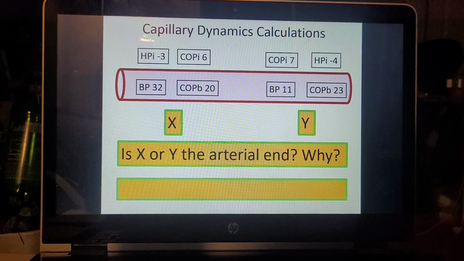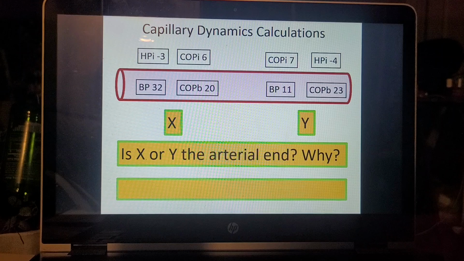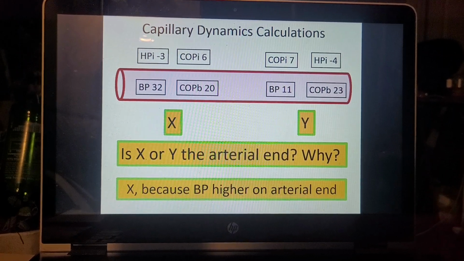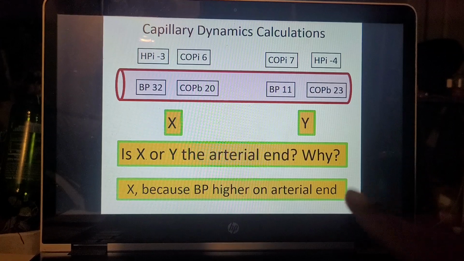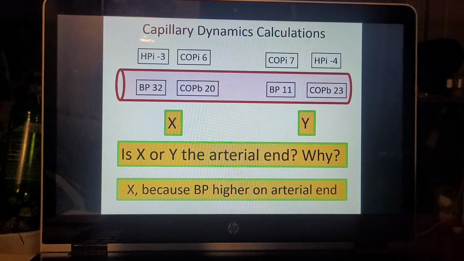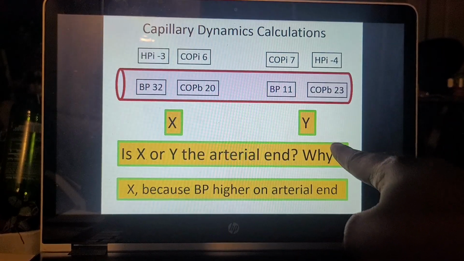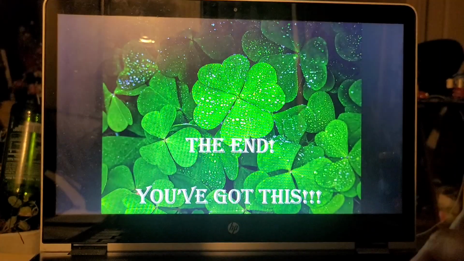Is X or Y the arterial end and why? X is the arterial end because the blood pressure is higher on the arterial end. So some version of blood pressure higher on the arterial end or something to that effect, or blood pressure decreases to the venous. And some version of, I know that you understand that blood pressure is high on this end, but gets lower on that one. But high on the arterial end is good enough. Okay. Good luck. You got this.